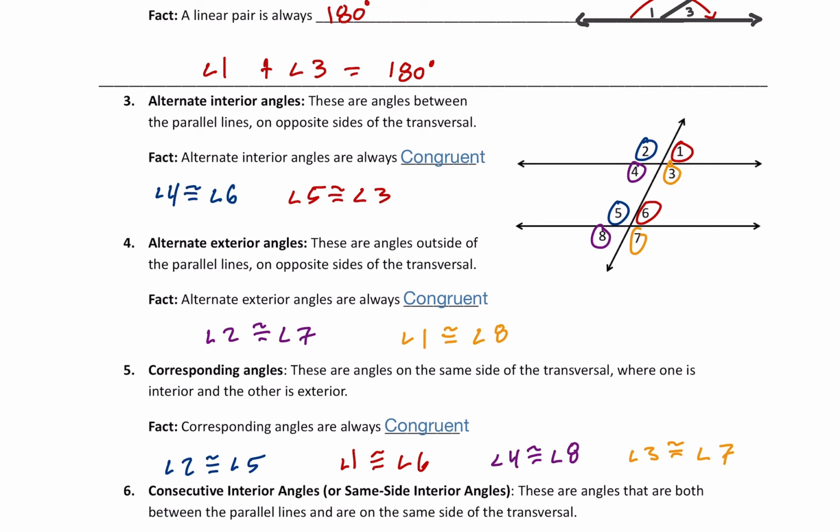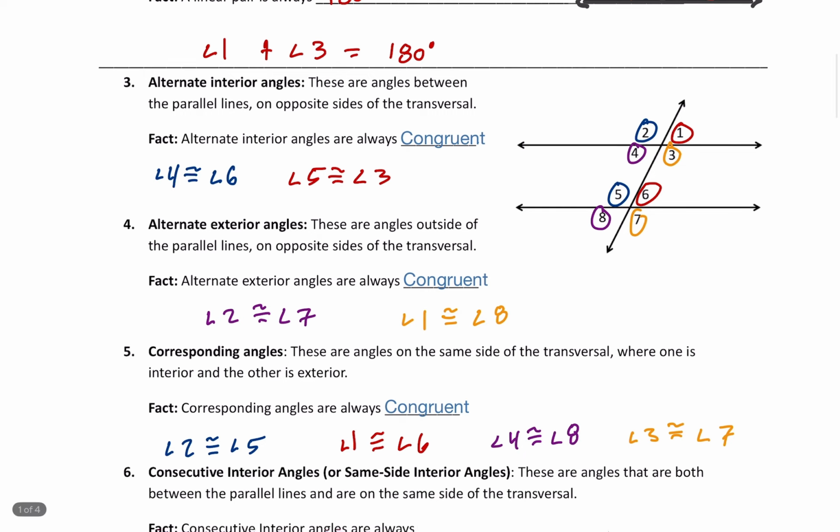So if you look up here at our corresponding angles, it's like if I cut this right down the middle here, I'd have two of the exact same things. Because 2 and 5 are the same angles, 1 and 6 are the same angles, 4 and 8 are the same, and 3 and 7 are the same. So 2 corresponds to 5. It's in the same spot. It's just two different areas and where they're located. Okay, so that's corresponding angles.